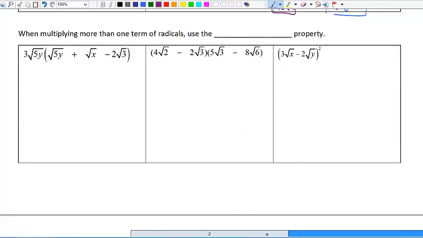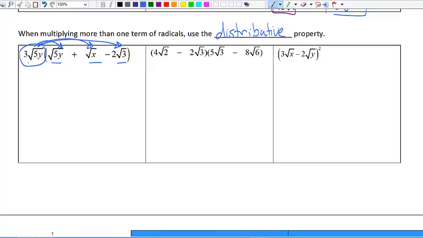Now when multiplying more than one term of radicals, we need to use the distributive property. So on this first problem, we have a monomial multiplying a trinomial. So when I distribute, I need to multiply the monomial to each individual term. So on the first term, any outsides multiply together, well, that's just 3. Any insides multiply together, and that gets me the square root of 5y quantity squared, because there's 2 of the same.